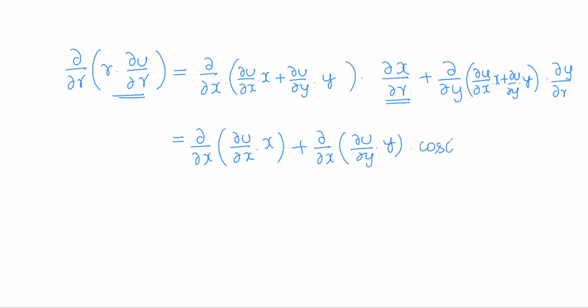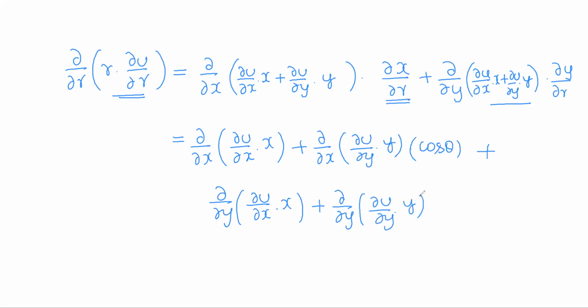So it is cos theta, plus ∂/∂y of ∂u/∂x into x plus ∂/∂y of ∂u/∂y into y, into, so this whole multiplied by ∂y/∂r, which is sin theta. Okay, next. Now we just have to simplify it.